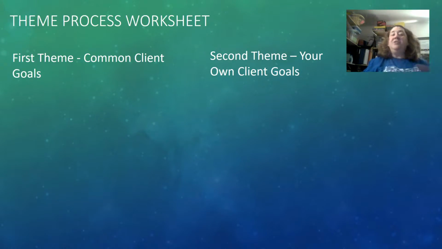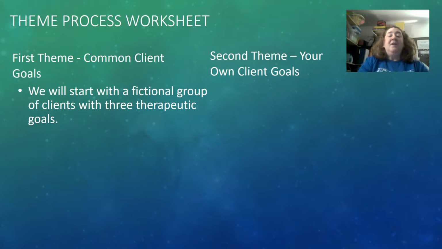So we're going to do 2 different themes today, and the first theme is going to have common client goals. I've given you some information and we'll work through that information. For the second theme, you're going to do your own client goals. So be thinking about a particular client or a group of clients that you think would benefit from a theme idea as you go through this process. For the first theme, we're going to start with a fictional group of clients.